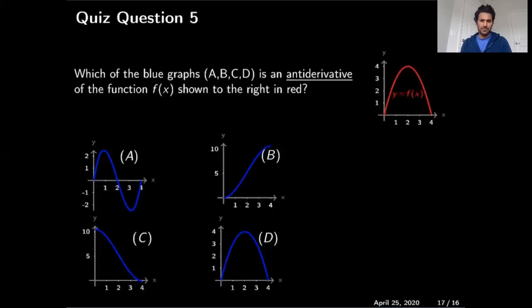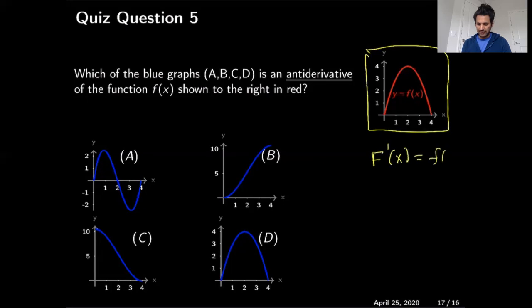Question number 5 is a very interesting problem. If you are given the graph of the antiderivative function, because if you take the derivative of that, you get the function back, can you get back the graph of the original function whose derivative is there?